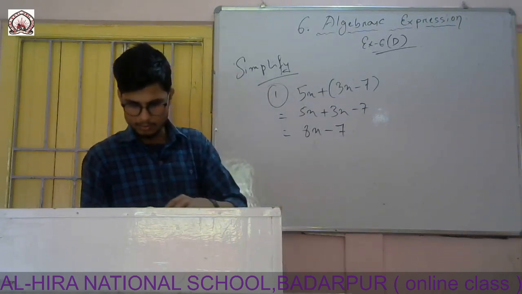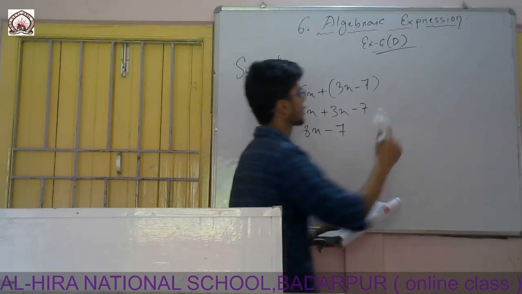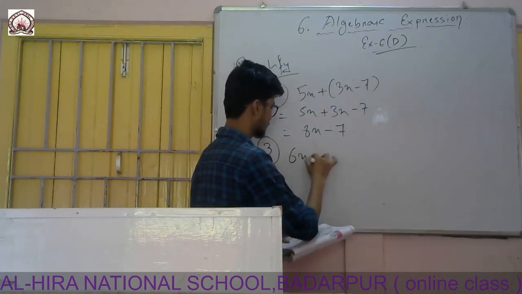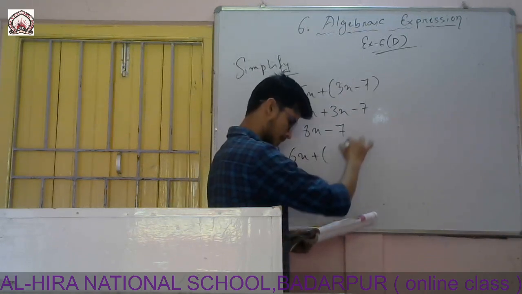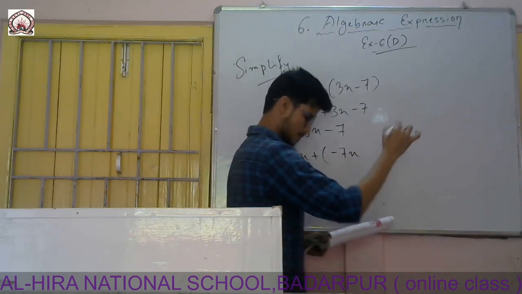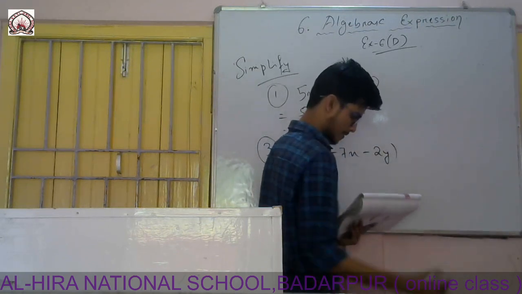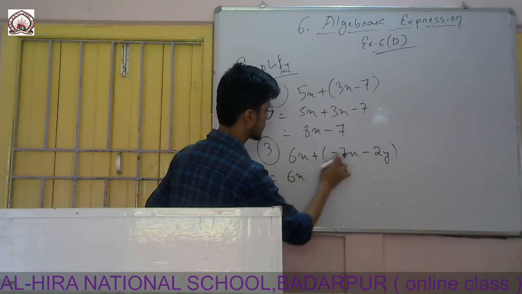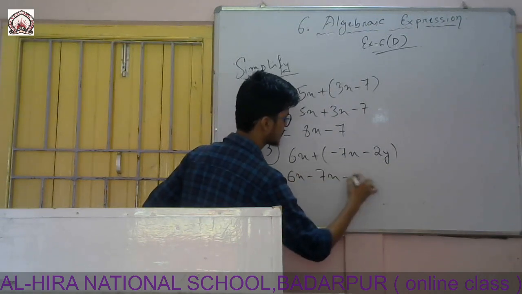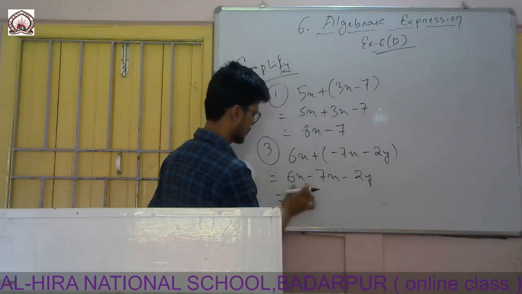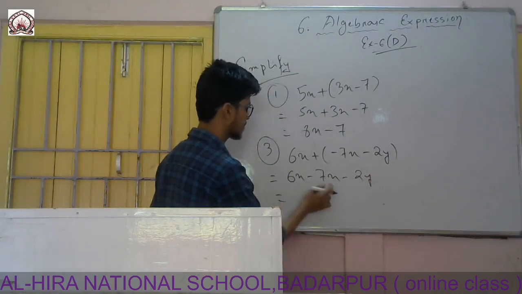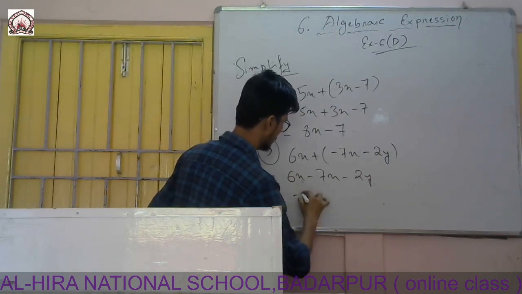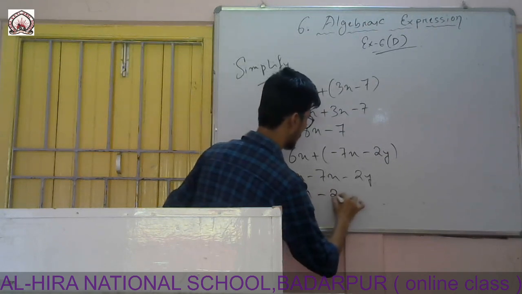Now do question number 3. 6x plus (minus 7x minus 2y). First I will only remove the bracket, plus minus is minus 7x, plus minus is minus 2y. Both these terms are like terms, so 6 minus 7 will be minus 1. We don't write 1, simply we write the variable, and it will be minus x minus 2y.